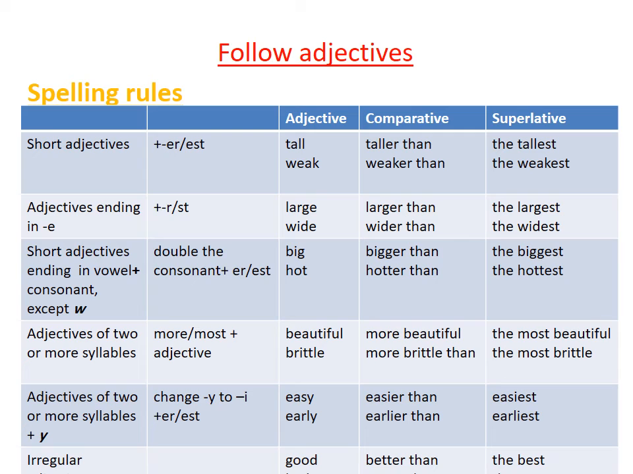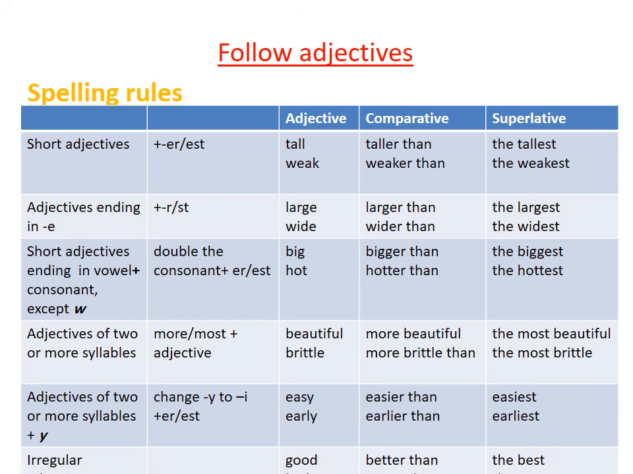The last rule is about irregular adjectives. Some adjectives are irregular, in the sense that you cannot add ER or more in the comparative, and you cannot add EST or most in the superlative. You have to change them completely. That is why we call them irregular. They do not follow the rule, so we have to memorize them.